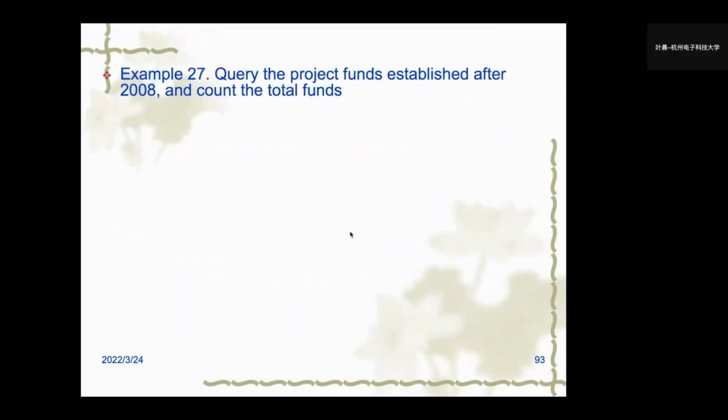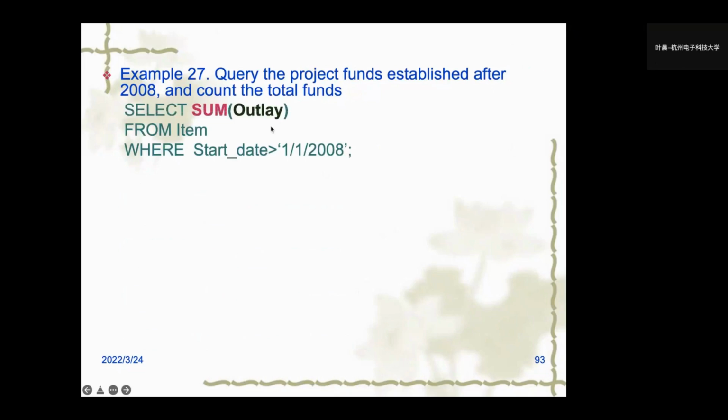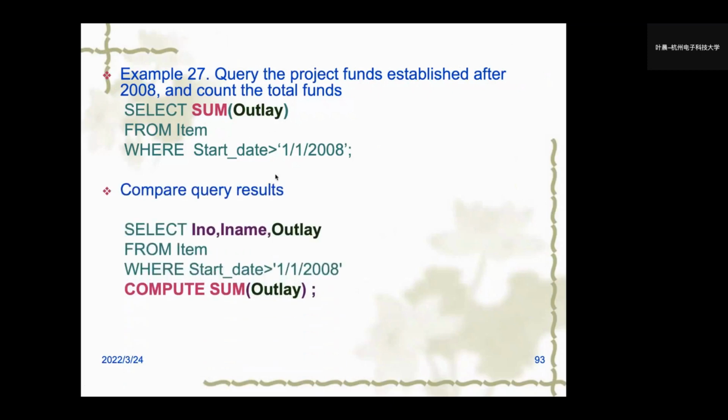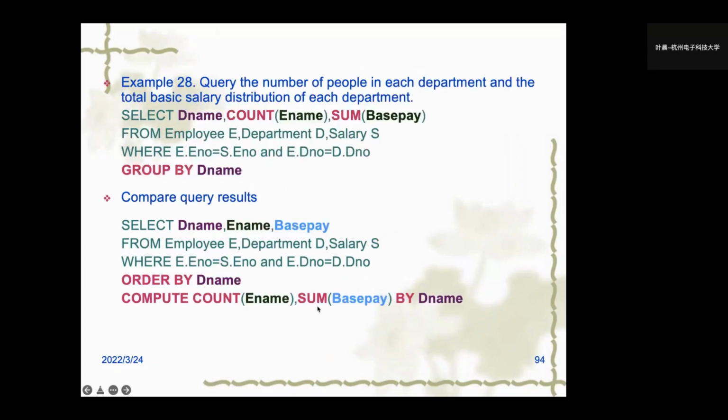So let's see an example. Let's query the project funds established after 2008 and count the total funds. So we can select the sum of outlay from item where the start date is after 2008. If we want to compare the query results, we can just put compute sum outlay here.